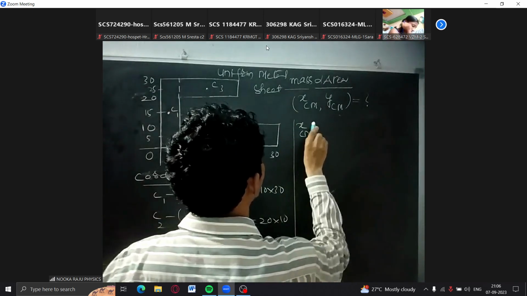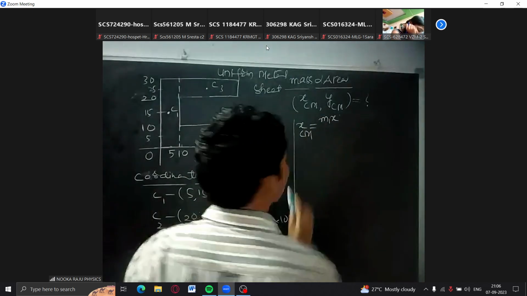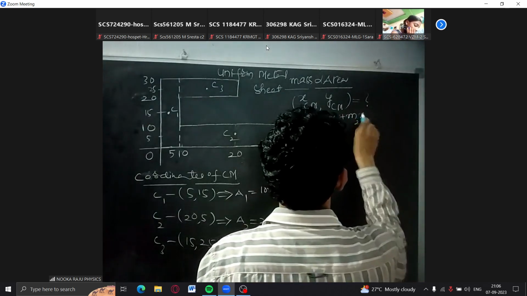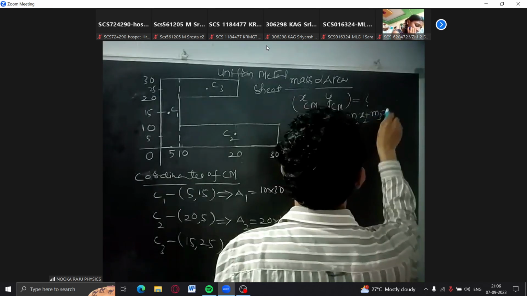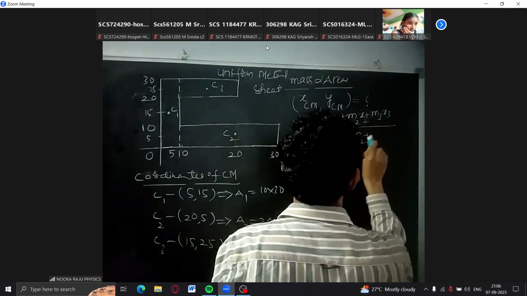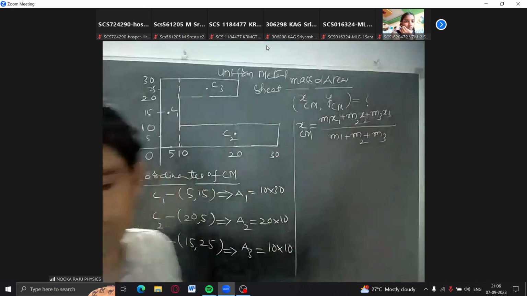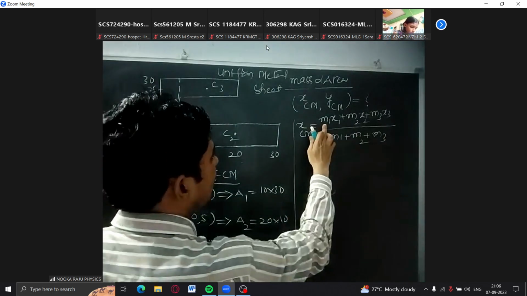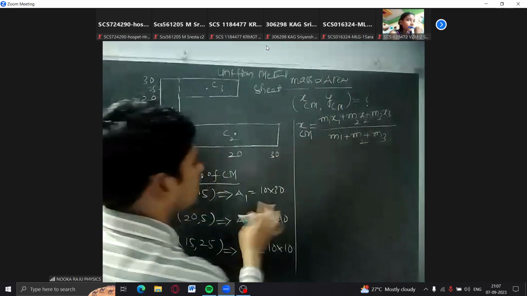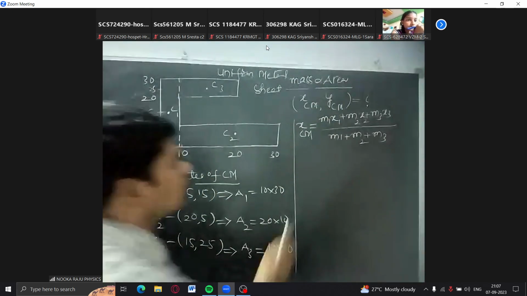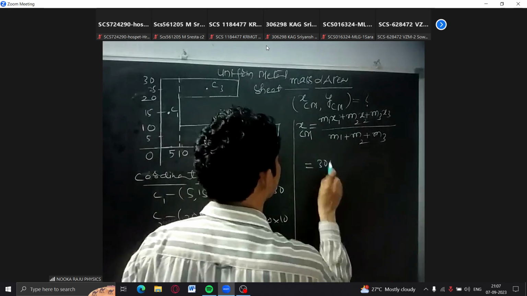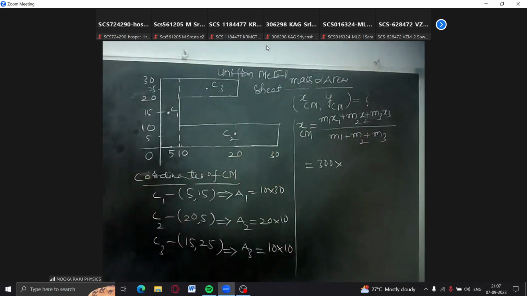XCM equals M1 X1 plus M2 X2 plus M3 X3 by M1 plus M2 plus M3. Right? What about the M1 value? So remember children, here M1 is nothing but the area directly. M1 is nothing but this one, 10 into 30, like 300, into what about the X1 value?